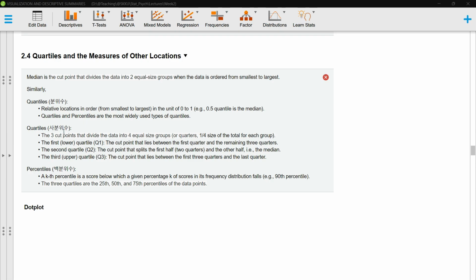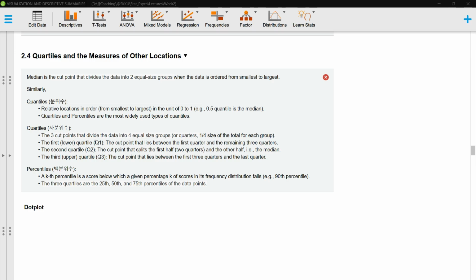Quartiles is translated as 4분위수, 4등분. Quartiles are the three cut points that divide the data into 4 equal size groups, or quarters. Each quarter has 1/4 of the total. Okay, so we have the first quartile, the second quartile, and the third quartile, and Q1, Q2, Q3 are used to represent them respectively.